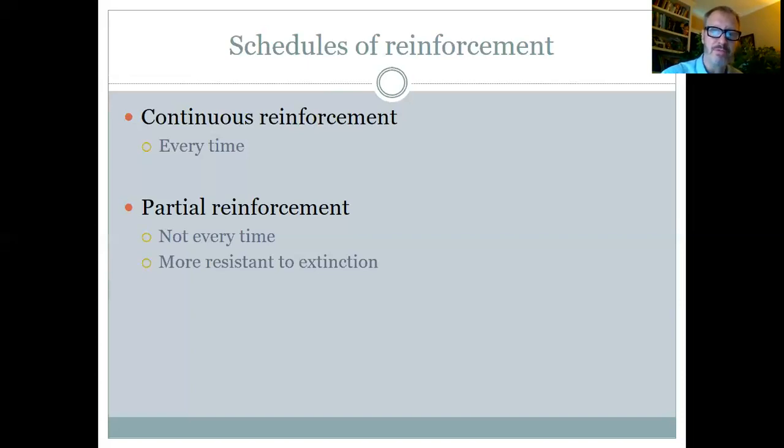Now, I know your book goes on further to elaborate on different types of partial reinforcement. I'm not asking you to know those different forms. It's a little bit more complicated, actually.